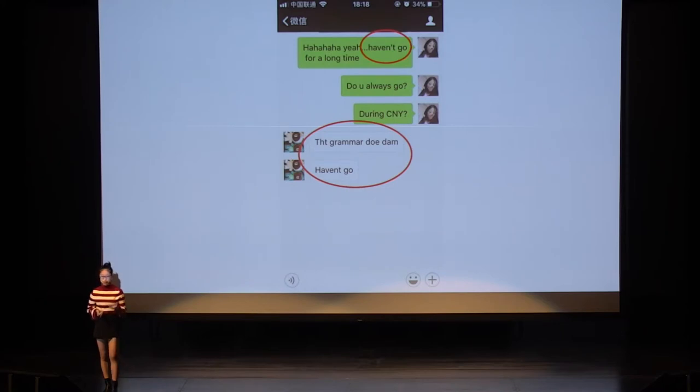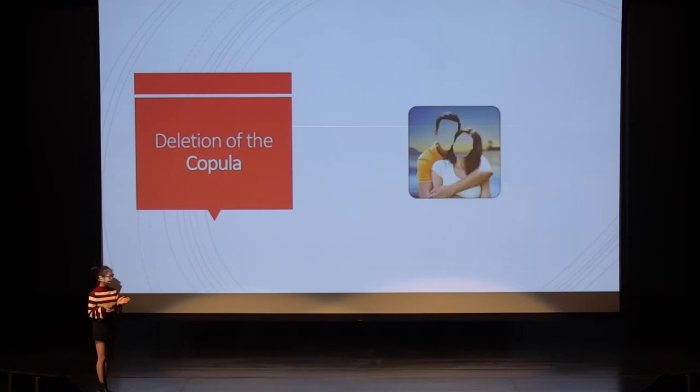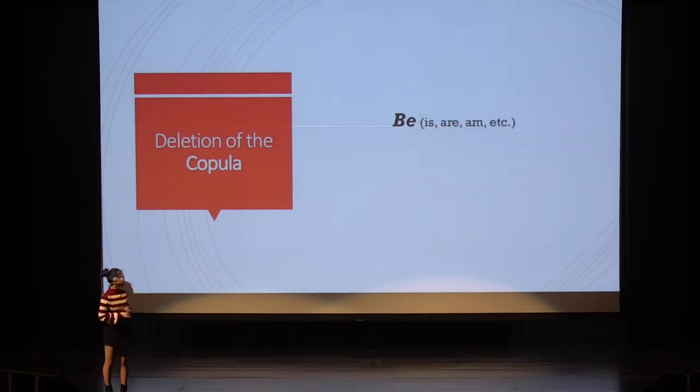And an example of a non-standard grammatical feature can be found in Black vernacular English in the US. This example is called deletion of the copula. Now, if you're thinking of something weird, no. Copula is the verb "be" in the form of is, are, am, etc. So an example of deletion of the copula would be going from "he is a Batman" to "he a Batman."